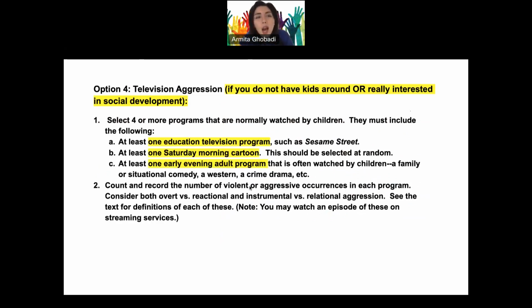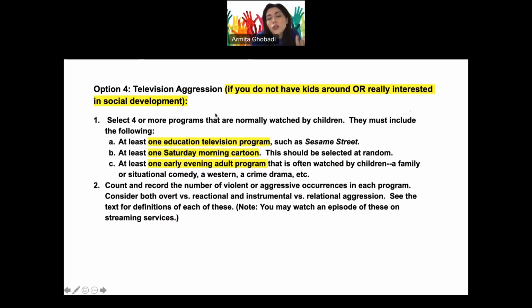So option number 4 is for someone who doesn't have any kids around, or is just so obsessed with the idea of social development. In the previous options, the whole work was about someone else. The baby was doing the work. But here, this is you. You are doing the work.